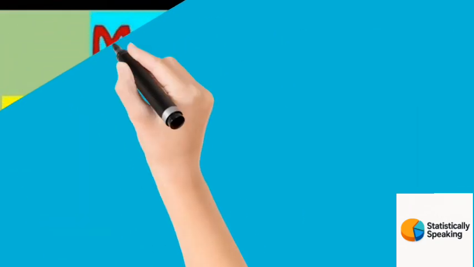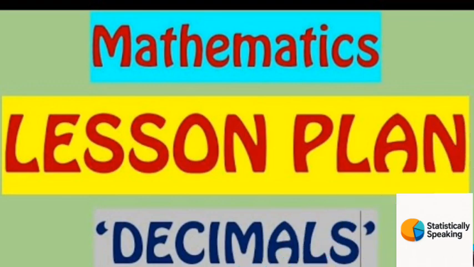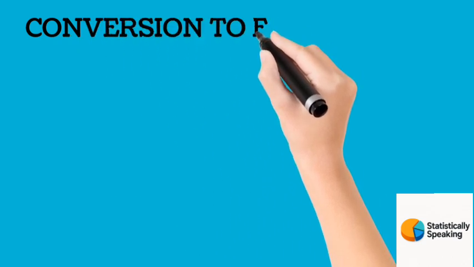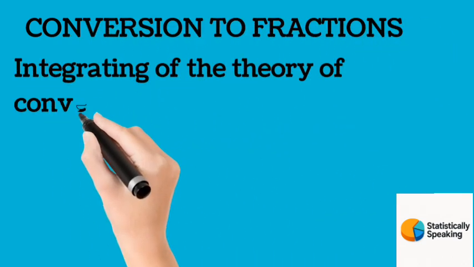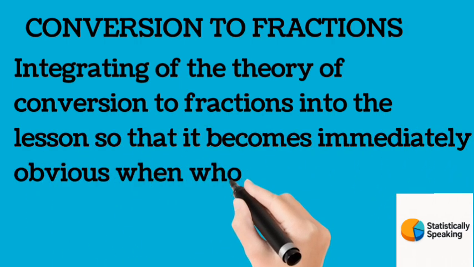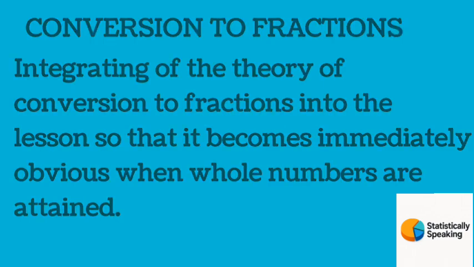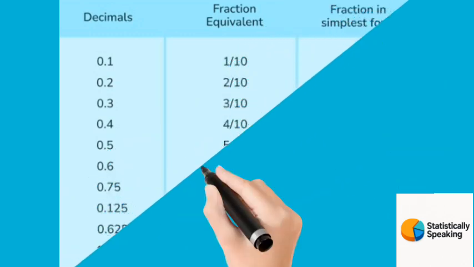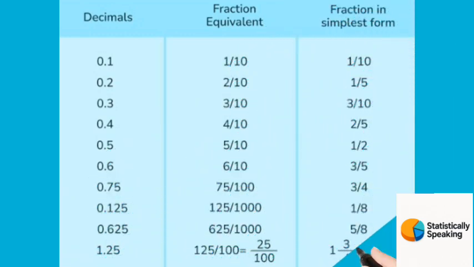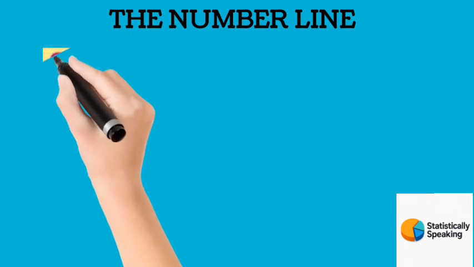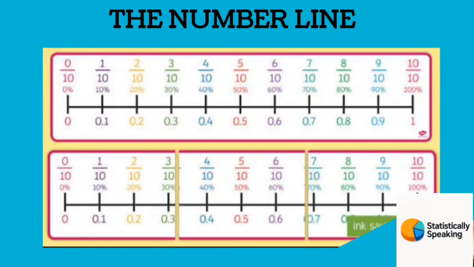The solution is a revised lesson note with the following elements. Integration of the theory of conversion to fractions into the lesson, so that it becomes immediately obvious when whole numbers are attained, by using charts, like the one shown below, that show fractions, together with their equivalents, and their lowest terms. Reteaching of the number line and place value system for decimals is also required.